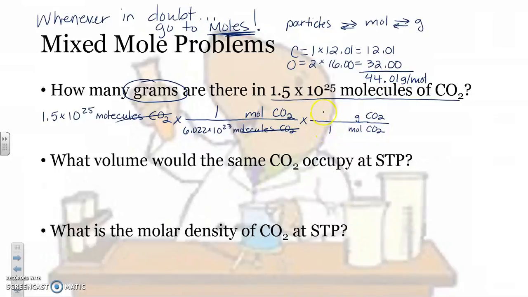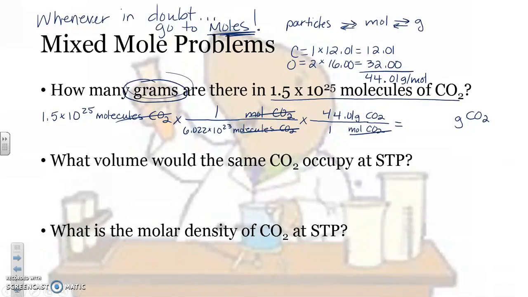So if we put 1 mole on bottom, we must have 44.01 grams on top. Moles of carbon dioxide will cancel and we're left with grams of carbon dioxide. And look, that's what we want. That's what we want to know. All right, so grams of carbon dioxide is our units. Units are good, so now what we do is we grab our calculator and we solve for the problem.